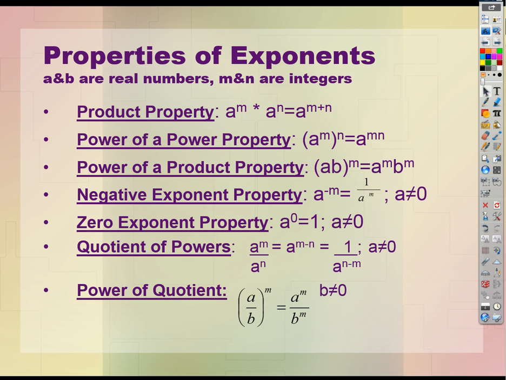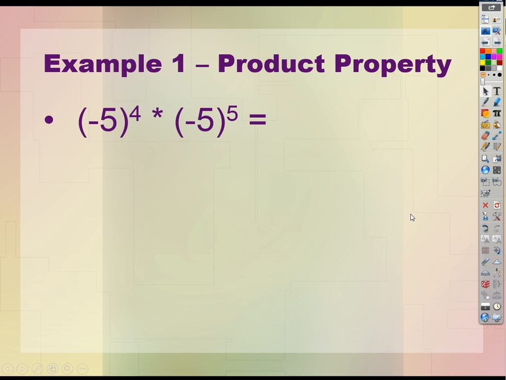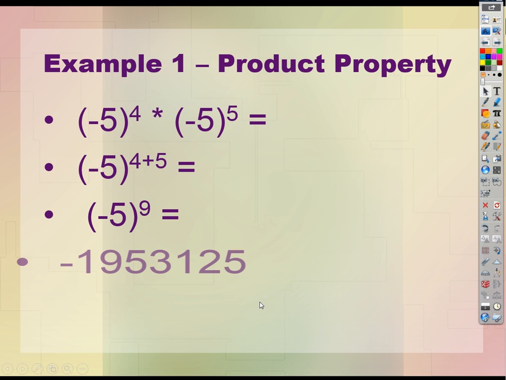Let's look at just a couple quick examples. How am I gonna deal with that? What's gonna be the property I'm gonna use there? I'm multiplying -5 to some power times -5 to some power. So the bases are the same. If I multiply like bases, both -5, what do I do to the exponents? Multiply like bases, you add them, right? So I'm gonna get -5 to the 4 plus 5, right? -5 to the 9, which is just some big number, okay?